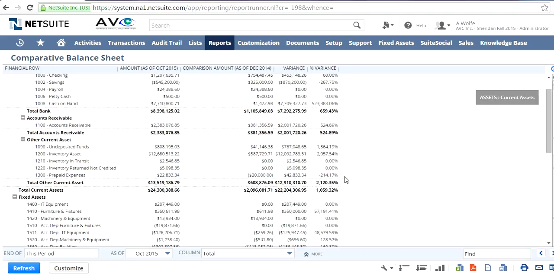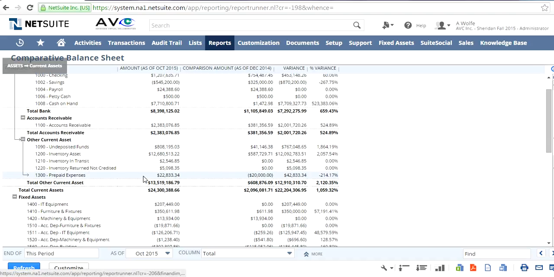So I would call out prepaid expenses here that have gone down 214%. That's a big swing to go from a credit to a positive, which is normal because a prepaid should be positive. So, did something happen that was an error at the end of last period that we had negative prepaid expenses, right?